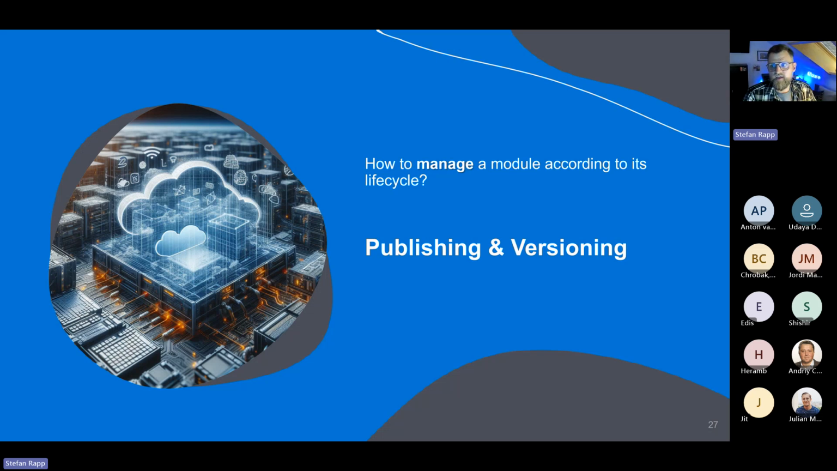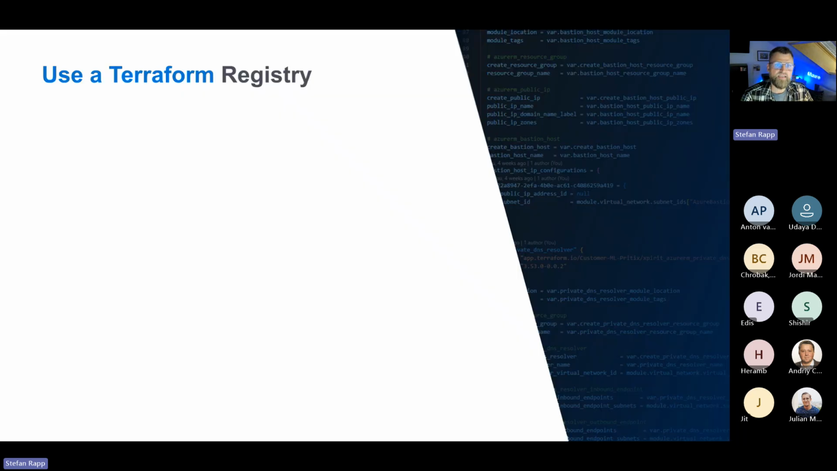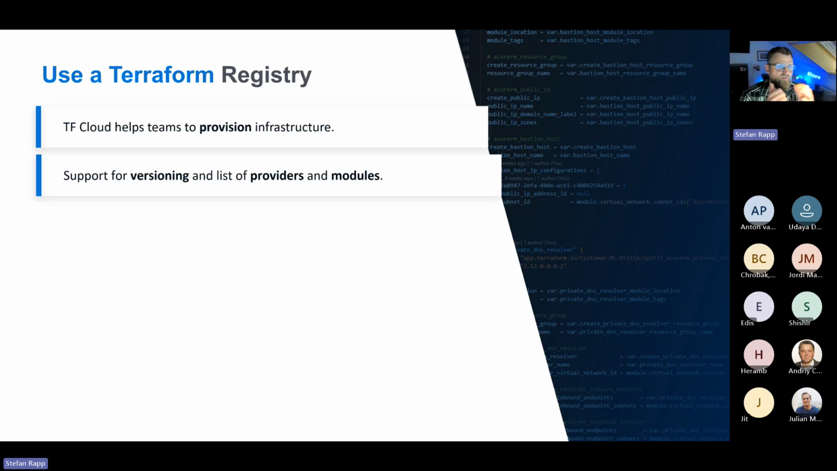Okay, we have to publish and version the modules accordingly. And this normally will be done by a Terraform registry. So what is a Terraform registry? For example, Terraform Cloud helps to provision infrastructure, and it also provides a Terraform registry, for example, a private or public one, where you can publish your modules. I will show you this in the next demo, how we're going to publish it.